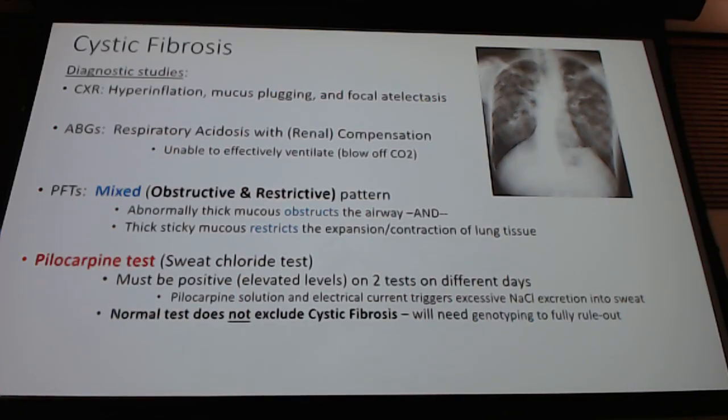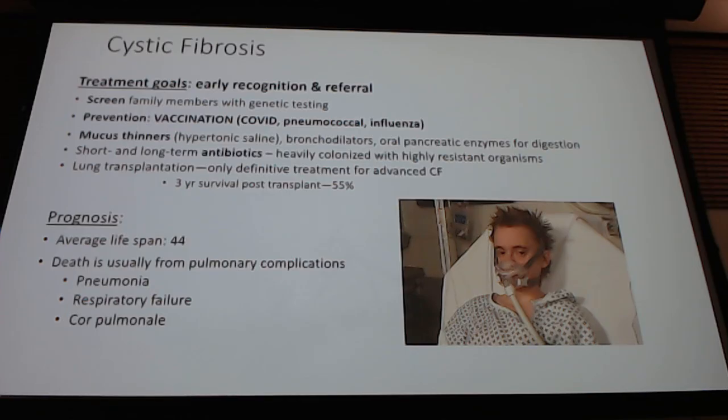If you're very, very sure that they have every symptom and they probably have it, the normal test does not exclude it. It's not like the methacholine challenge, right? Where if that's negative and it's done right, you don't have asthma. So it doesn't exclude it, so they'll have to do full genetic testing afterwards. This is a typical patient. Again, we said Caucasian, they usually diagnose it earlier, usually male.